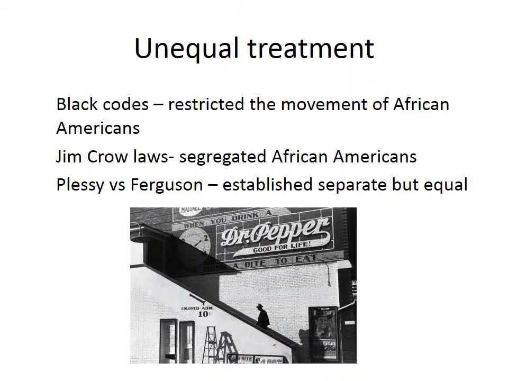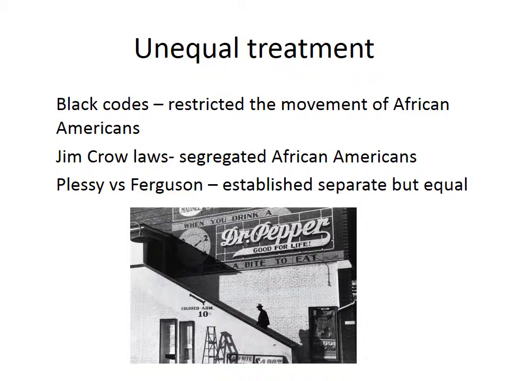Unequal treatment of African Americans began way back at the end of the Civil War. With the end of the Civil War, slavery was abolished, but African Americans were not given the same free, unfettered access to the same things that whites could. And it started almost immediately. You have to remember black codes. Black codes are going to restrict the movement of African Americans right after the Civil War.